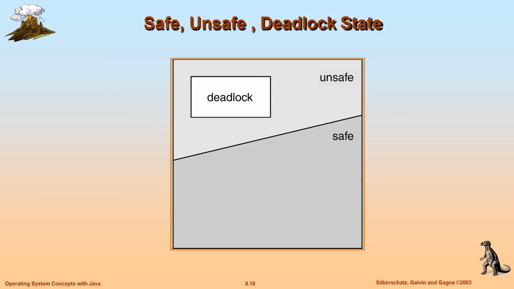Safe, unsafe and deadlock states. All unsafe states are not deadlock. See this diagram. All unsafe states are not deadlock. This is the safe, unsafe and deadlock demarcation.